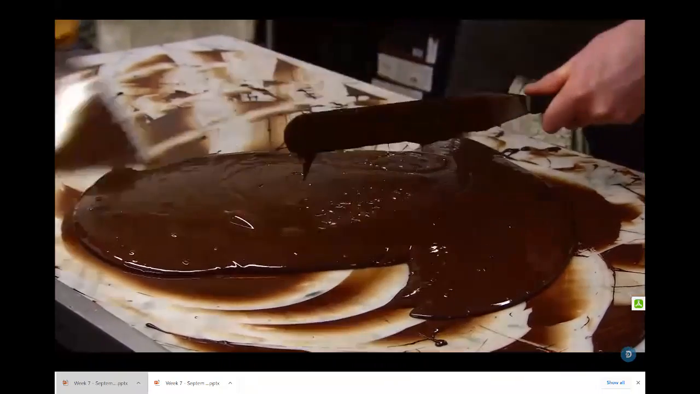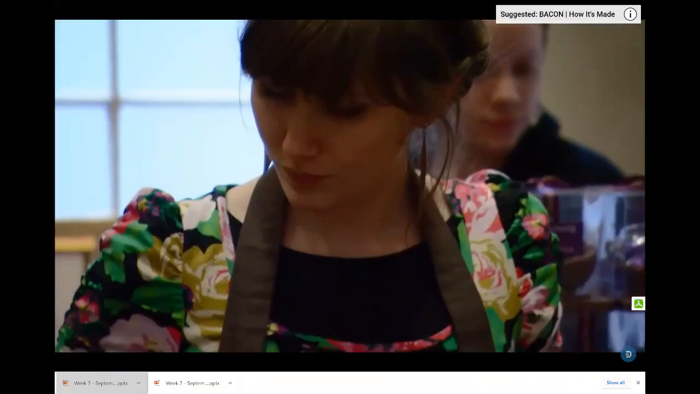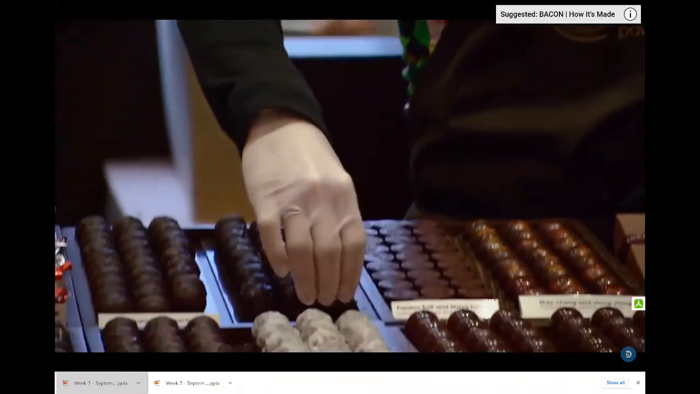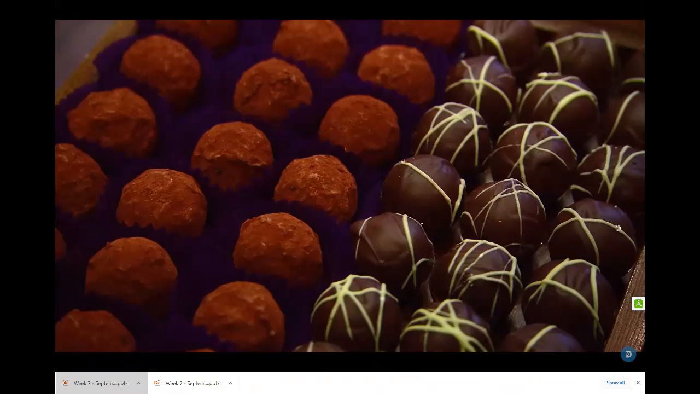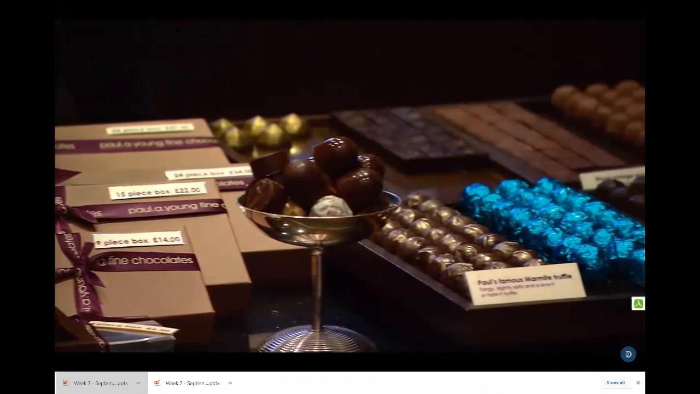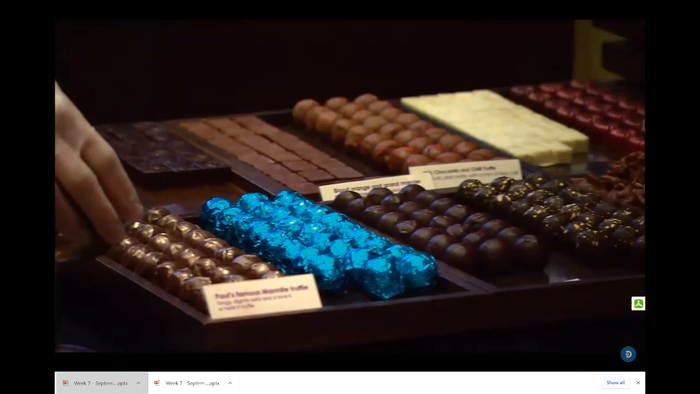Since its discovery in Central America over 3,000 years ago, the whole world has developed a taste for chocolate. But not all chocolate tastes the same. Like coffee, tea and wine, soil, climate and processing all affect the final flavour.